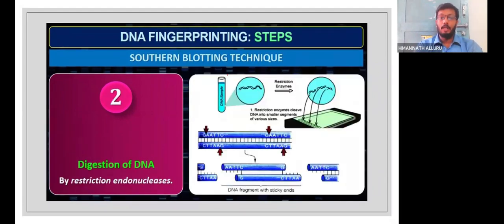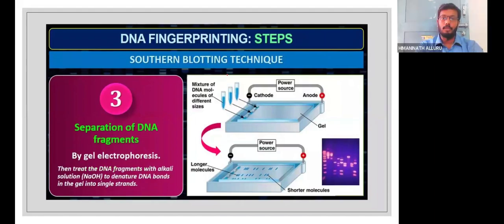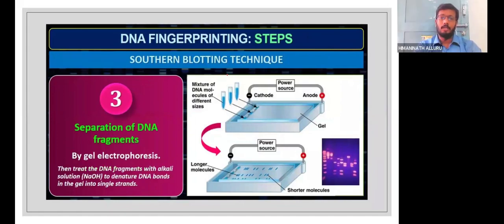Next, after whatever we have isolated, same way as we do in biotechnology, we need to fragment it using a restriction enzyme. Then we need to run it in gel electrophoresis. From here onwards, we have to call it the Southern blotting technique, because here we will use an alkali buffer, sodium hydroxide. This method was actually developed by Southern.